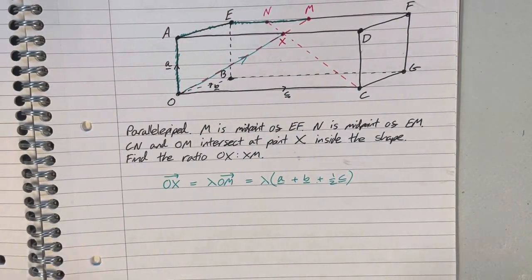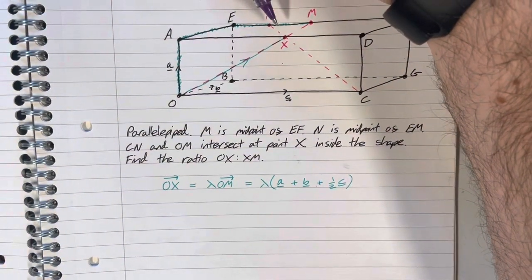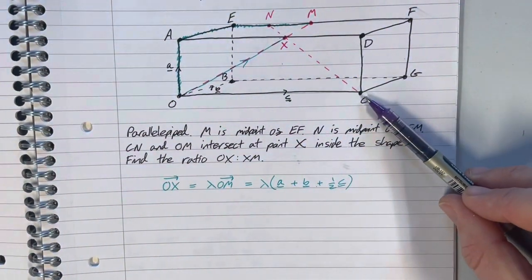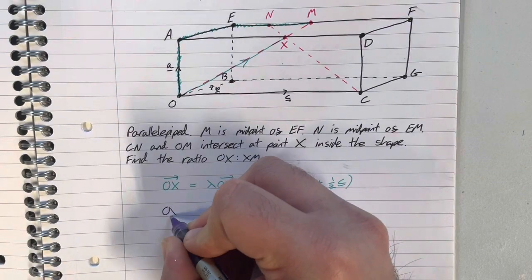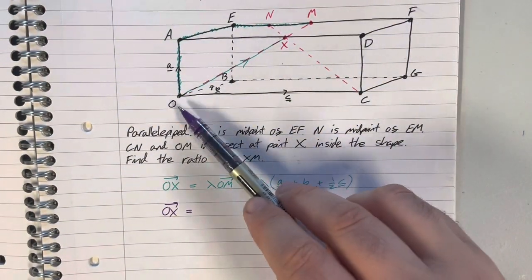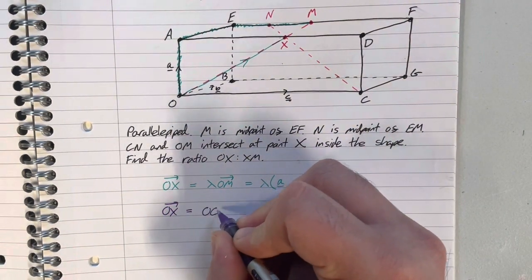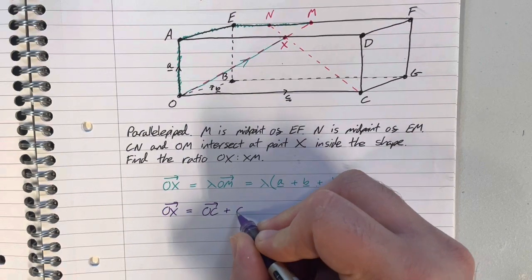All right, we can do the same thing, but now approaching X from different directions. So either approach it from the point N or approach it from the point C. So OX, I'm going to say is OC plus CX. So O to C plus C to X.